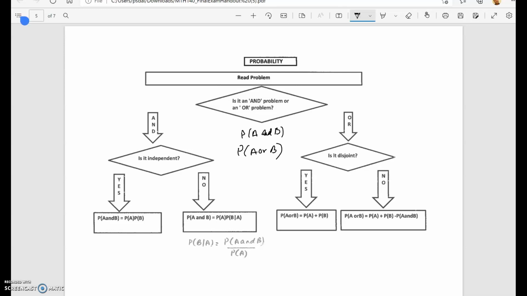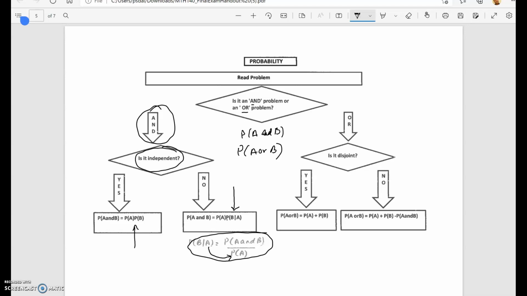Depending on what you have, if you have an AND problem, then you have to check whether the events A and B are independent or not. If the two events are independent, then you use the direct multiplication of the two probabilities formula, and if not, you multiply the probability of the first times the conditional probability of the second, given that the first happened. You're also given this formula: the probability of B given A is the probability of A and B divided by the probability of the second event, which is A.